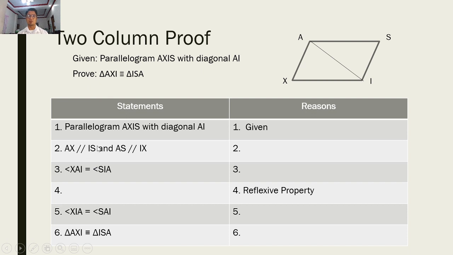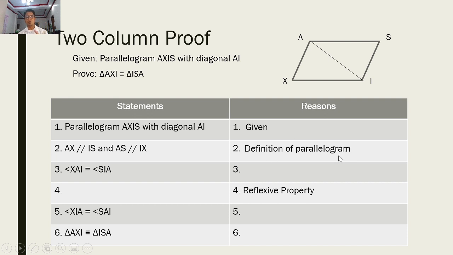Okay? Now, balikan natin yung pangalawa. AX is parallel to IS. AX parallel to IS. And AS parallel to IX. Bakit siya naging parallel? Yun yung reason eh. Balikan natin. Sir, may parallelogram tayong salita rito. Ano nga yung parallelogram? Definition natin, parallelogram, quadrilateral with opposite sides, parallel and equal. Ayan yung parallel. So, ang reason natin dito, definition of parallelogram.